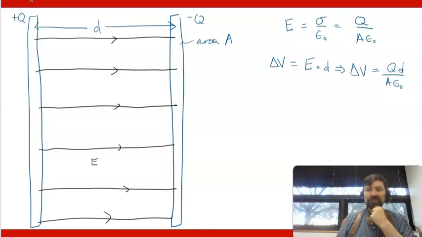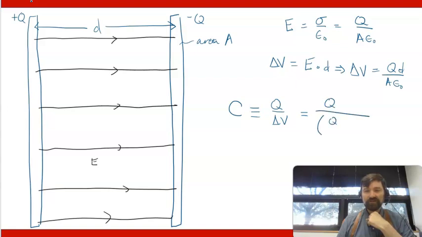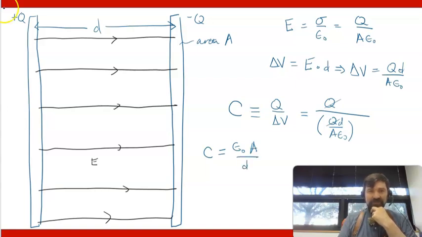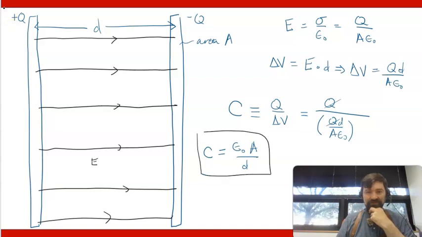Now we ask, what is the capacitance? Using the definition, capacitance is Q over delta V. What I end up getting is Q divided by Q times D over A times epsilon naught. Now I can cancel the two Q's, so notice that Q has dropped out of here. What I'm left with is that C is equal to epsilon naught times A over D. So this is the equation for a pair of parallel plates.